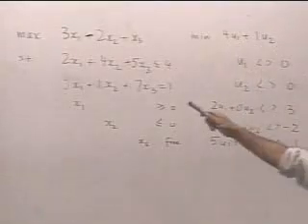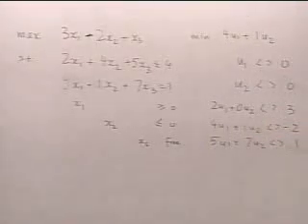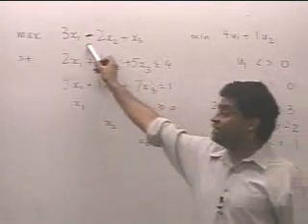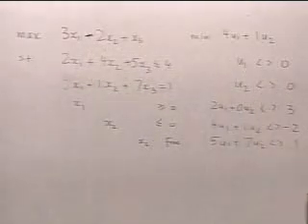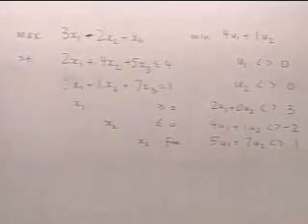And if you go the other way, the right-hand side vector is 3, minus 2, and 1. That becomes the objective vector there. A max becomes a min. Okay? All right.